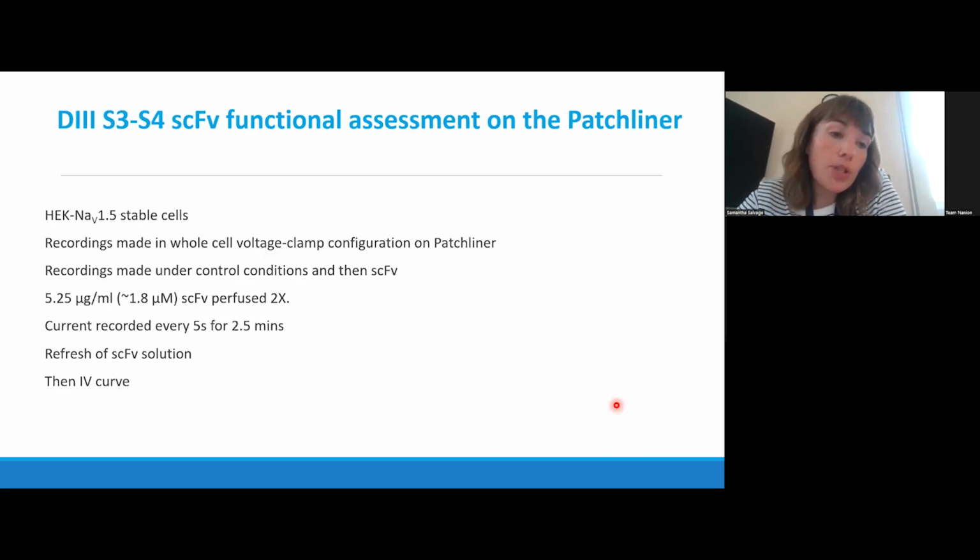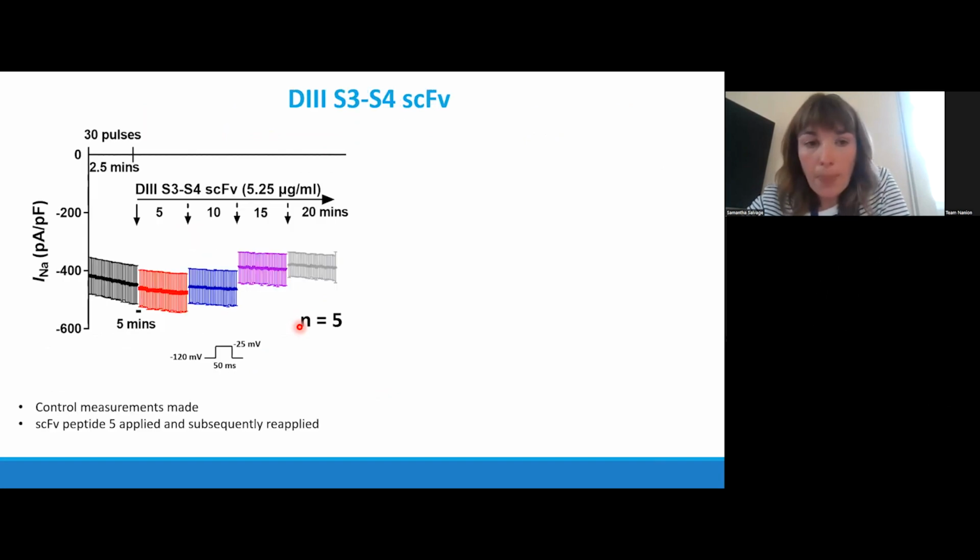We moved on to domain 3, S3, S4 single-chain antibodies. Did a similar thing, used stable HEK NaV1.5 cells. This time we went for a high dose, went to 1.8 micromolar straight away, fused it in a couple of times, and again used our fixed pulse protocol. But this time we decided to shorten the procedure slightly and try to just get more recordings.